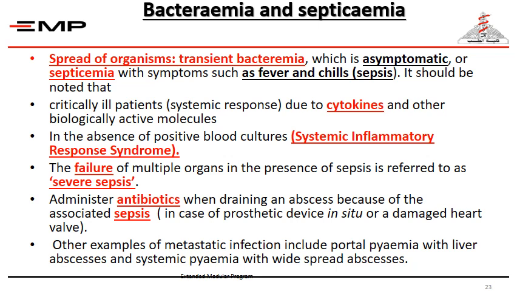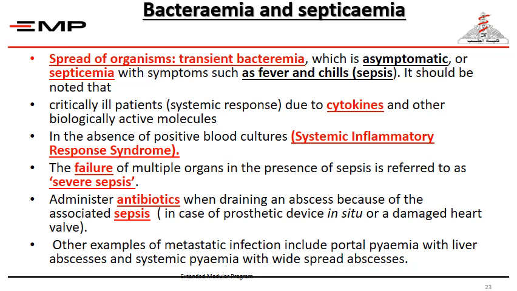Finally, we will talk about bacteremia and septicemia. Spread of organisms into the bloodstream may be either a transient bacteremia, which could be asymptomatic, or septicemia with symptoms such as fever, chills, sepsis. It should be noted that critically ill patients may exhibit a systemic response due to cytokines and other biologically active molecules in the absence of a positive blood culture. That is the systemic inflammatory response syndrome.